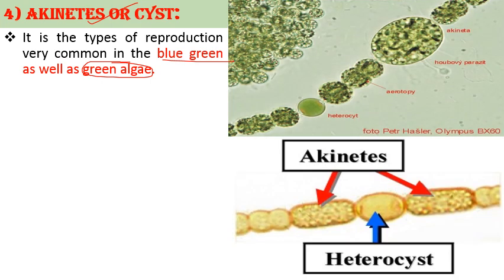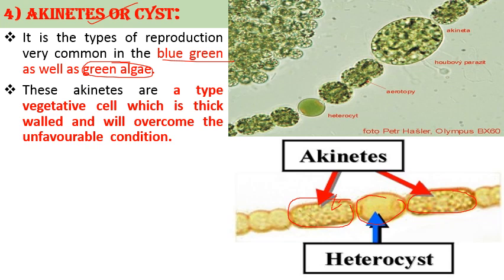As we can see in this photograph, this is a filament of blue-green algae. Here this structure is the heterocyst, and beside this heterocyst, in this filament, there are thick-walled cells which are large in size. They are thick-walled and they store food material. These cells are called akinetes. So these akinetes are a type of vegetative cell which is thick-walled and will overcome unfavorable conditions.